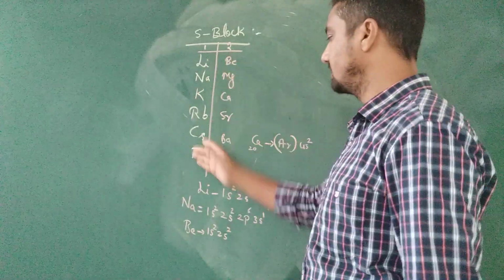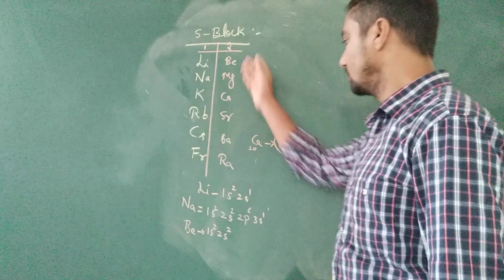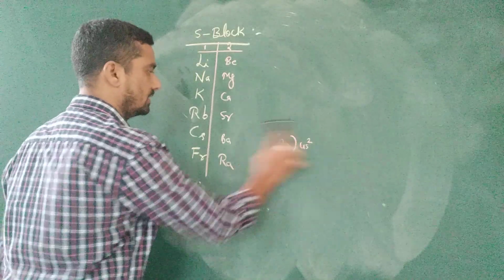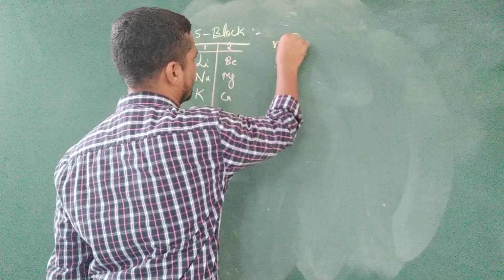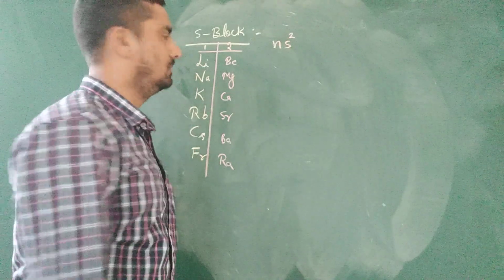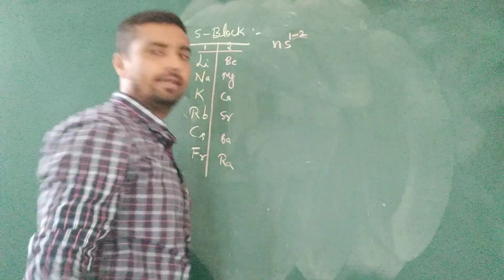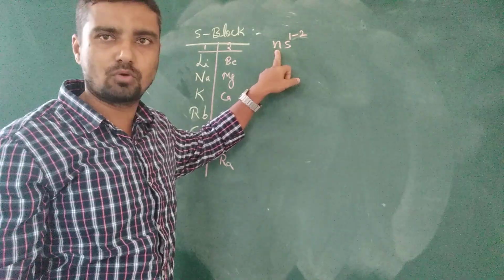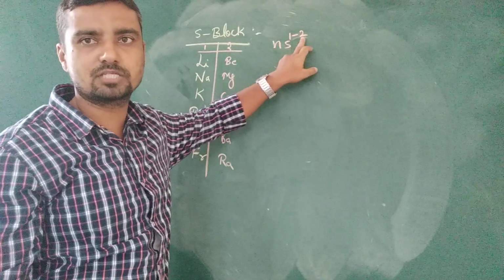The group 1 elements, as already told, are called alkali metals, and the group 2 elements are called alkaline earth metals. The general electronic configuration of S block elements is ns1 to 2, where n is the principal quantum number. Minimum 1 electron is filled and maximum 2 electrons are filled, that's why 1 to 2.